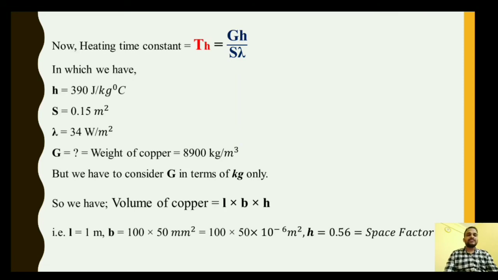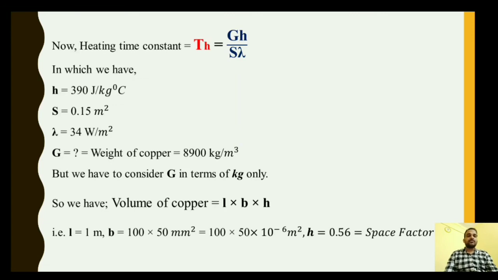So Th equals Gh upon S lambda, that is the heating time constant. Again I am telling you that G represents the weight of the machine in kilogram, H is the specific heat, S is the surface area, and lambda is the specific heat dissipation. Here H equals 390 joules per kg degree Celsius, S is 0.15 meter square, lambda is 34 watt per meter square, but here G is given in terms of kg per meter cube, that is 8900 kg per meter cube.